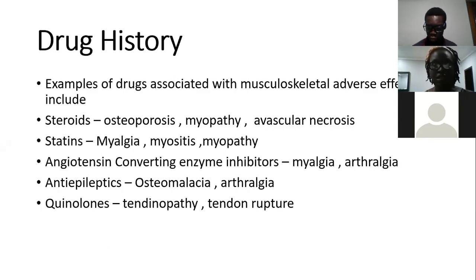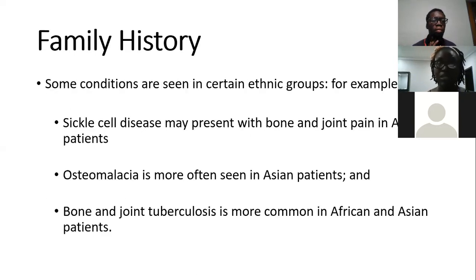Then angiotensin-converting enzyme inhibitors. They are types of medications that are used to control blood pressure. So they can also give you pain in the muscle and the joints. Then anti-epileptics can also give you arthralgia, that's pain in the joints, and then osteomalacia. Quinolones, typically levofloxacin, can cause tendon rupture. So it's important to keep these things at the back of your mind when you're taking the drug history.